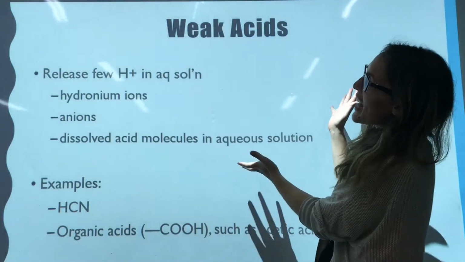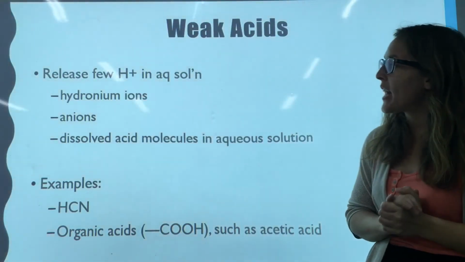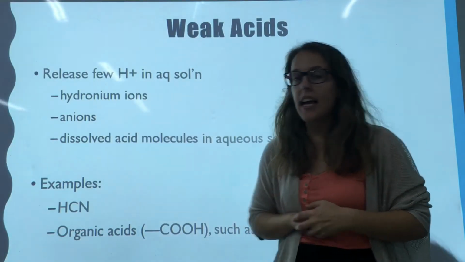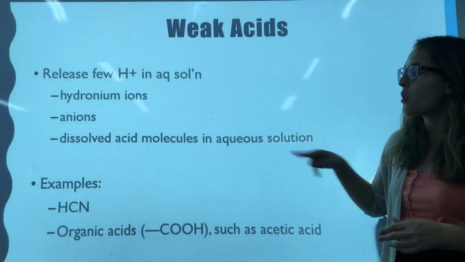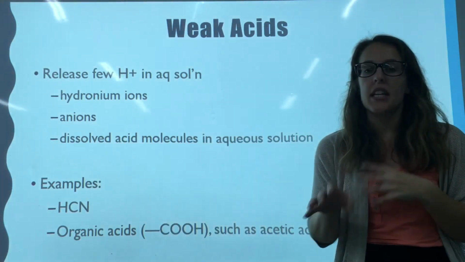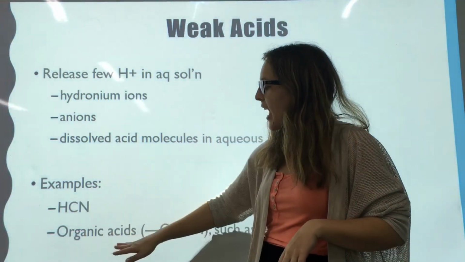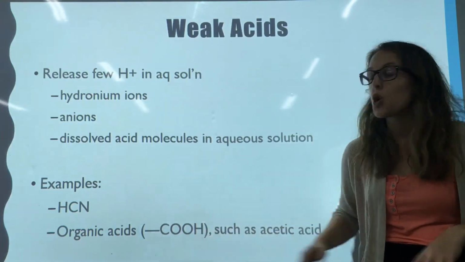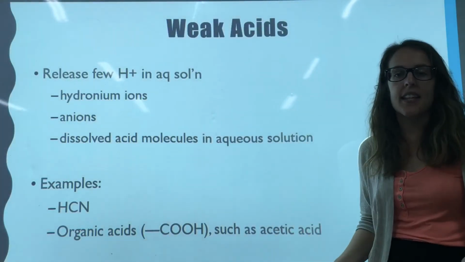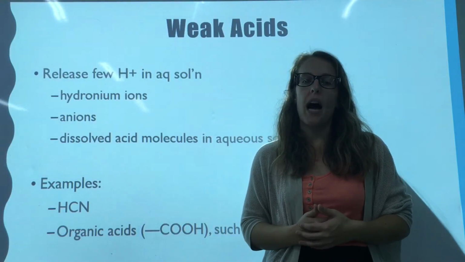So let's look at weak acids. This releases a few hydrogen ions into an aqueous solution, and it contains the hydronium ion, the anion, and the dissolved molecule in the aqueous solution. So the acid molecule, because it didn't completely break up into ions. So we have examples, hydrocyanic acid, and then we have organic acids containing the COOH group. Like acetic acid. Acetic acid has that COOH group, which is known as the carboxylic group.